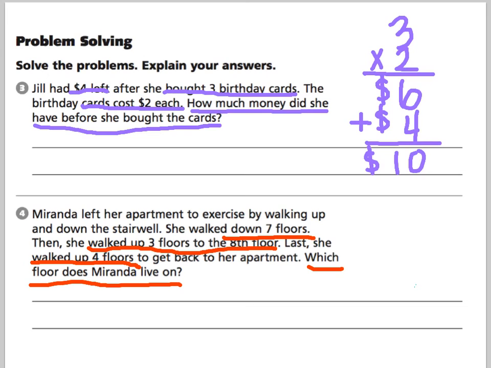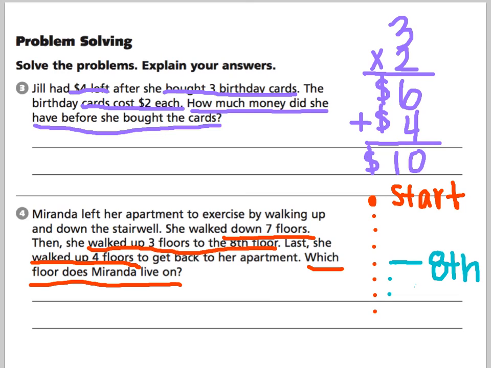So thinking about that, I need to think of where she started. I'm going to put a dot down. Now I know that this is where she's starting, and I know that she's going to walk down 7 floors. So start here and count 1, 2, 3, 4, 5, 6, 7. That's where she walked down to. I then am going to go up 3 floors. So 1, 2, 3. Now I know this is the 8th floor.